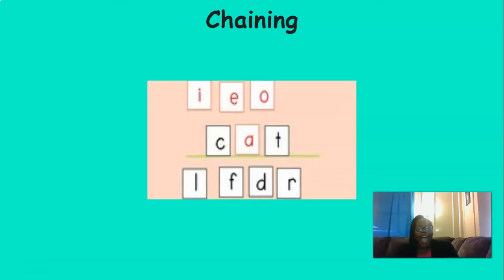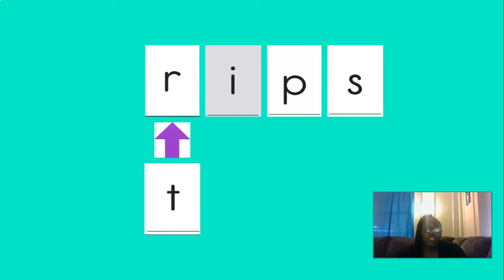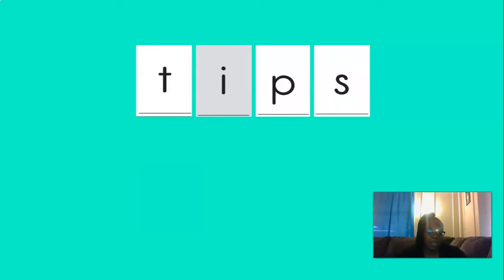All right, now it's time to chain. Let's blend this sound. It's a 4-sound word. R-I-P-S, rips. So if we change the R to T, our new word would be tips. That's right.